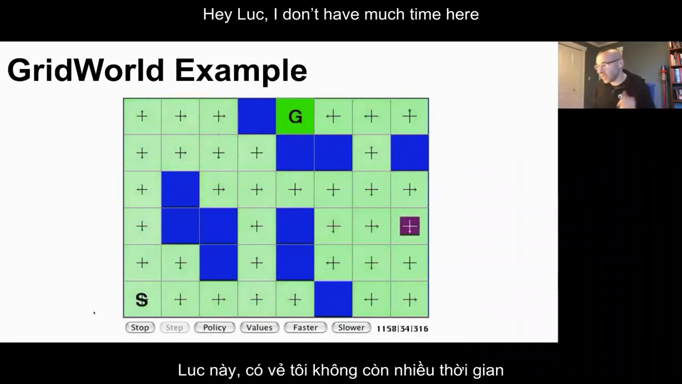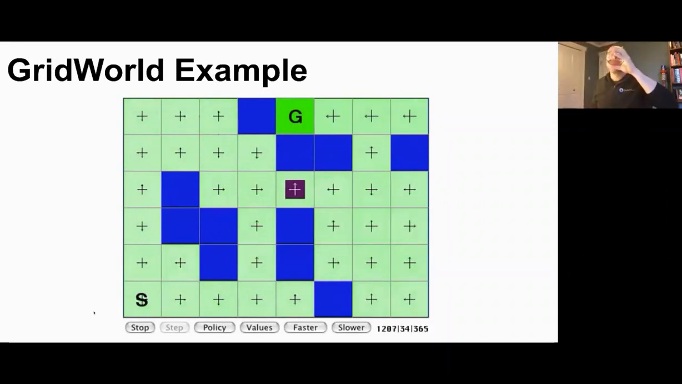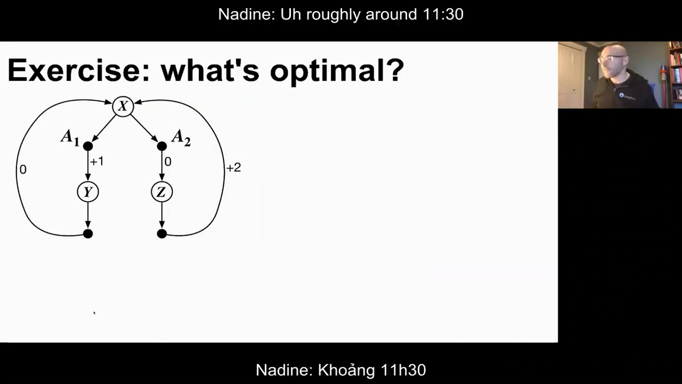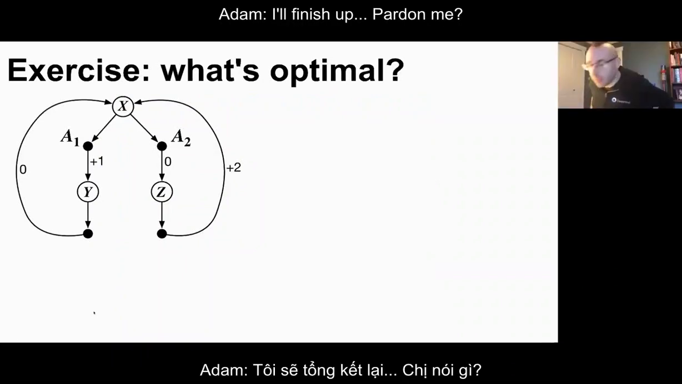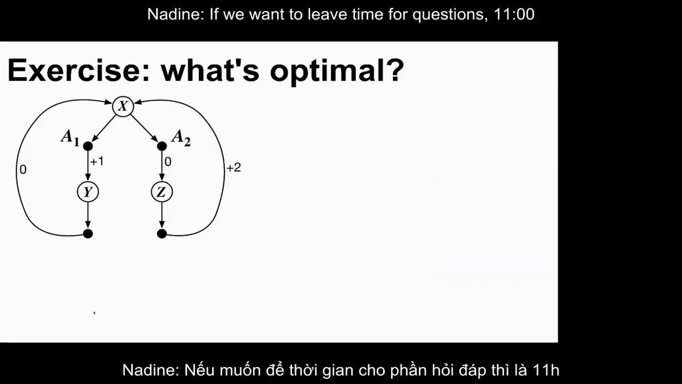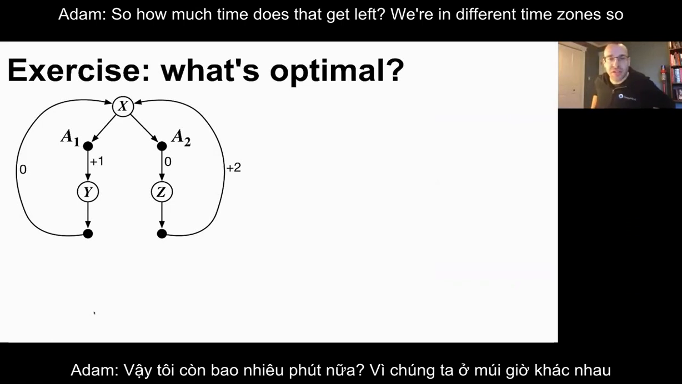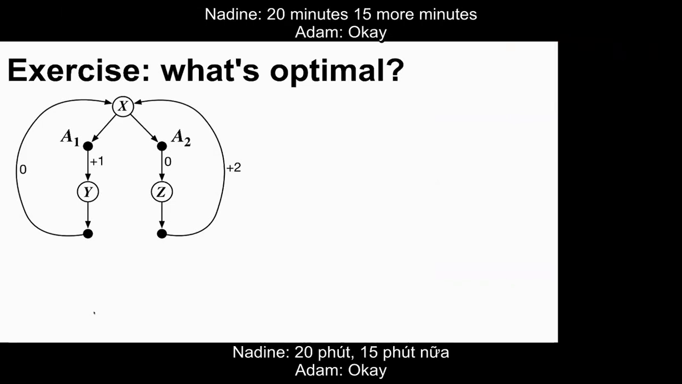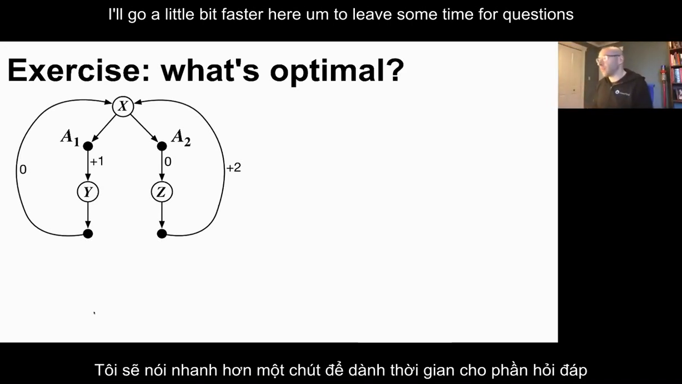Here, Luke, how am I doing for time here? What's my end time? Roughly around 11:30. I finish at, pardon me? If we want to leave time for questions, 11. Okay. So how much time does that give me left? We're in different time zones, so. About 20 minutes. 15 more minutes. Okay, I'll go a little bit faster here to leave some time for questions.